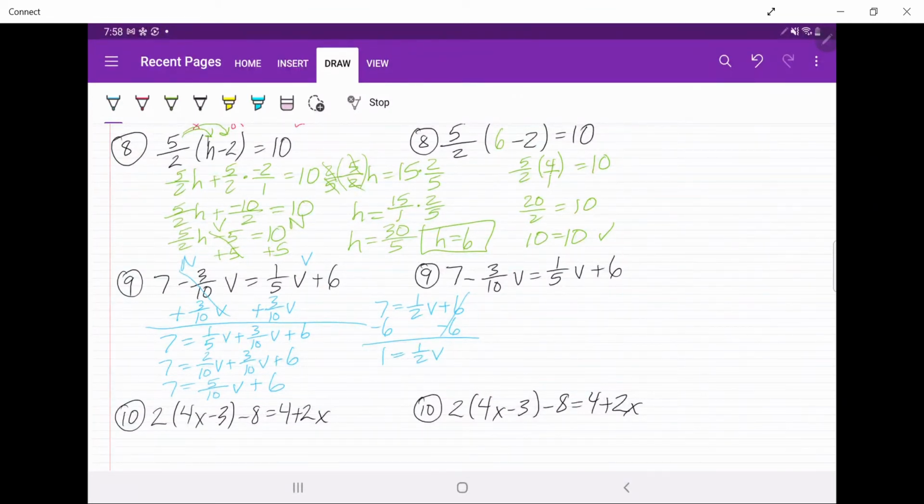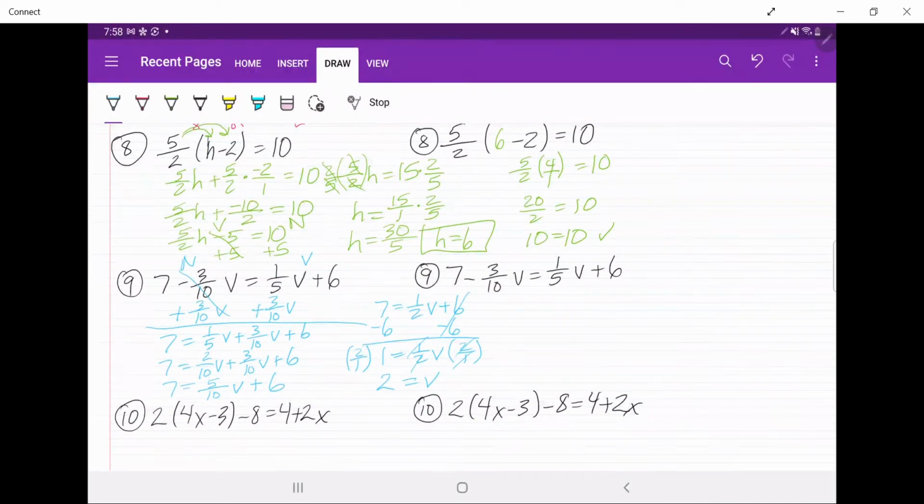Now to solve for v and get it alone, we need to multiply by the reciprocal. So we have 1/2, the reciprocal of that will be 2/1. And we multiply 2 over 1 on the other side as well. So the 1 simplifies and the 2 simplifies. And 2 over 1 times 1 is going to give us 2, and that equals v. Now we check our answer.